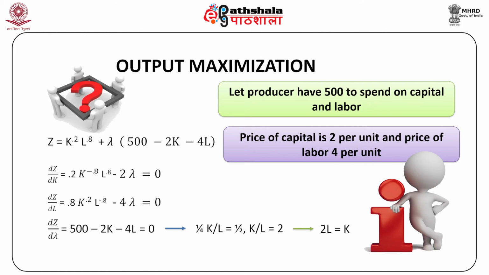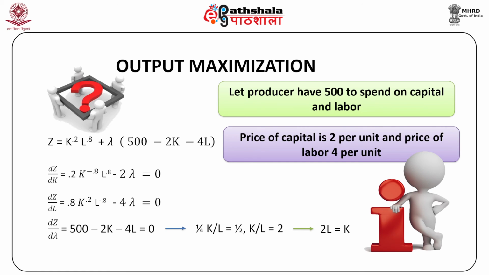Example 2, output maximization. Let the production function be Q = K^0.2 L^0.8, which is known as equation 1, where K is capital and L is labor. Let the producer have 500 to spend on capital and labor. The price of capital is 2 per unit and the price of labor is 4 per unit. Then in order to maximize output, the Lagrange multiplier should be used as follows: Z = K^0.2 L^0.8 + λ(500 − 2K − 4L), known as equation 2.